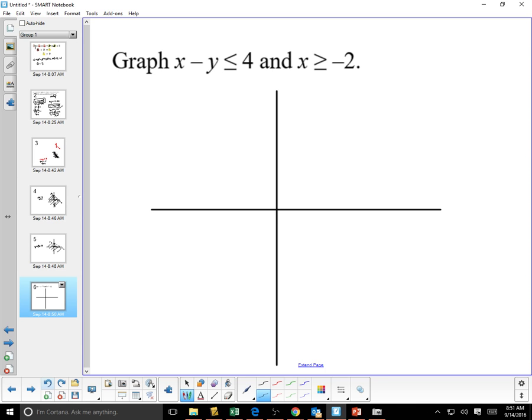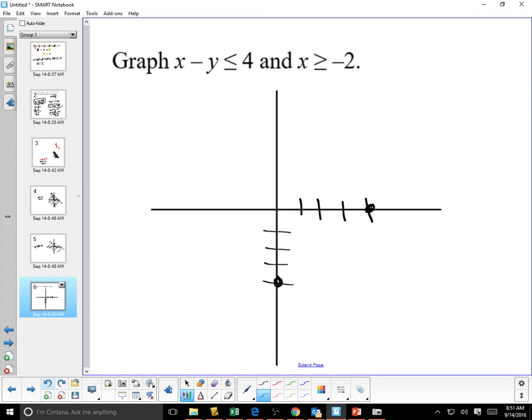Let's start with this first one. If x is 0, y is -4. 1, 2, 3, 4. If y is 0, x is 4. 1, 2, 3, 4. Oh, yeah, you did it opposite. If x is 0, oh, you're right. Thank you. So if x is 0, y is -4. 1, 2, 3, 4. If y is 0, x is 4.